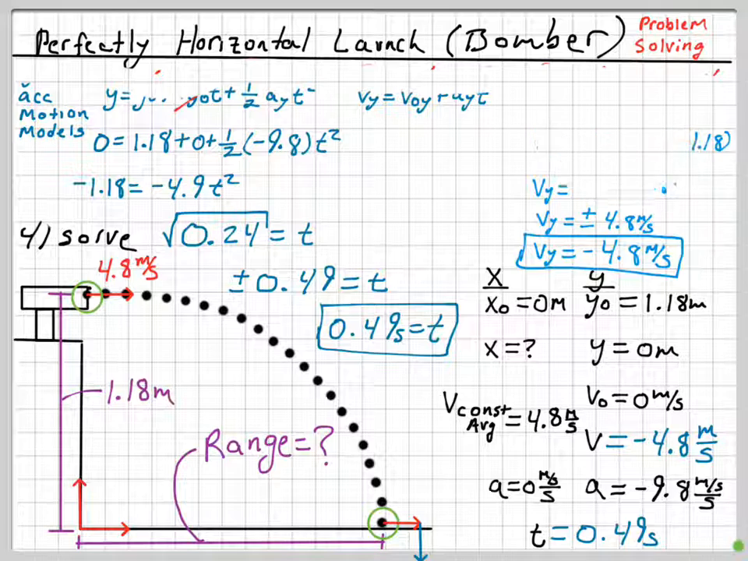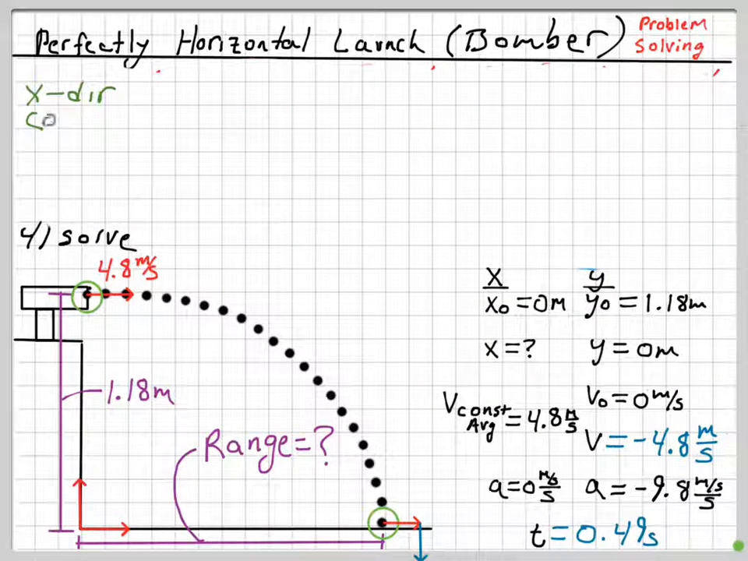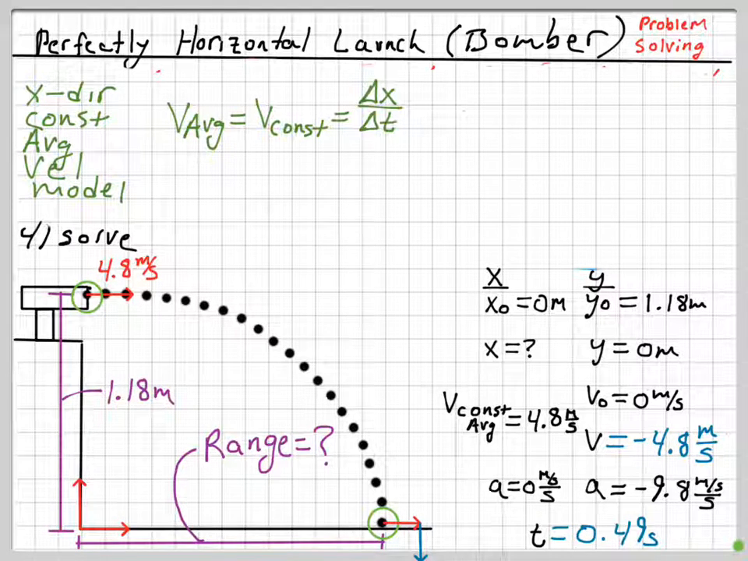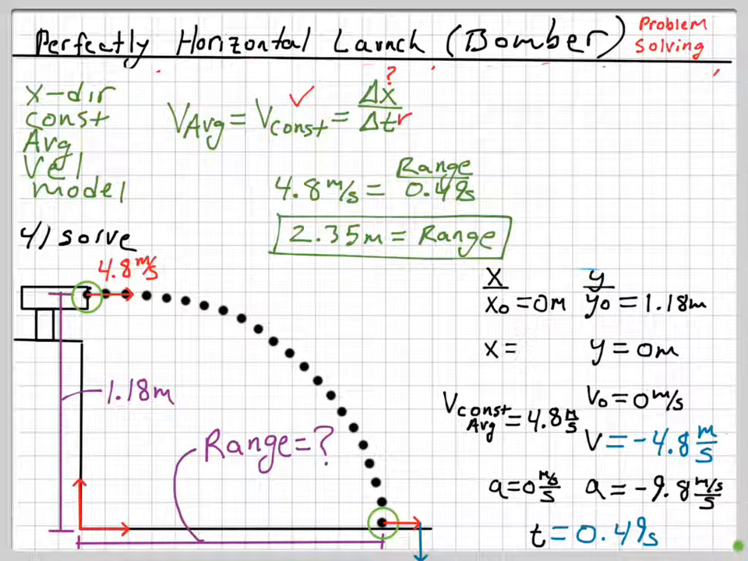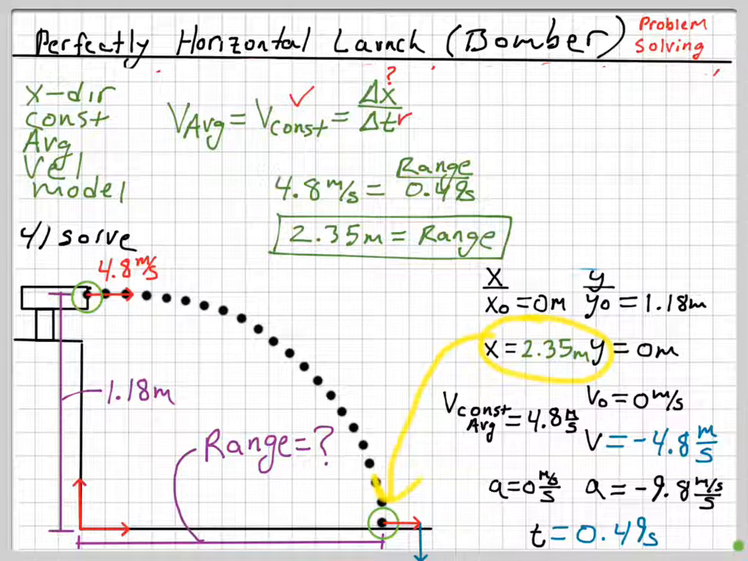And now let's look at the x direction. In the x direction, we've got our constant average velocity model. Average velocity is constant velocity, which is change in position over change in time. We've got our constant velocity, and we know our time, so our only unknown is the change in position. Plug in our values, solve for our range, and there we have it. We've now predicted that the ball is going to land 2.35 meters away from where it started in the x direction. All right, I hope this was useful and it made sense, and let's go test it out.